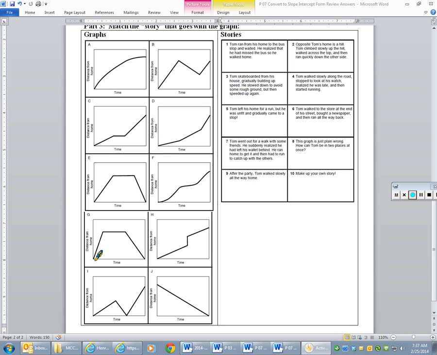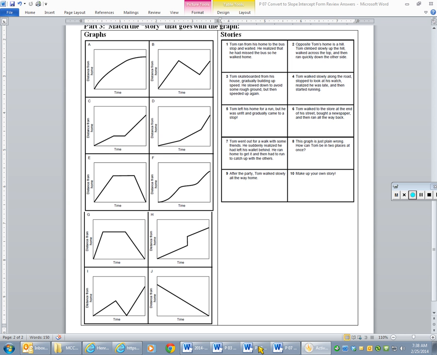And you see he's running, so he's moving quickly away from home. He's far from home in a very short amount of time, maybe 5 minutes has passed. And then he's standing there. He's not moving farther from home or getting closer to home for a little while. And then I guess he realized he missed his bus, so then he starts walking back towards home. So you see that line is not as steep because he's moving slower. So number one goes right there.